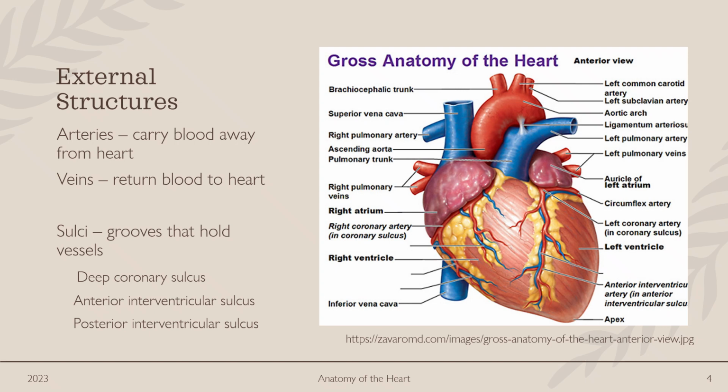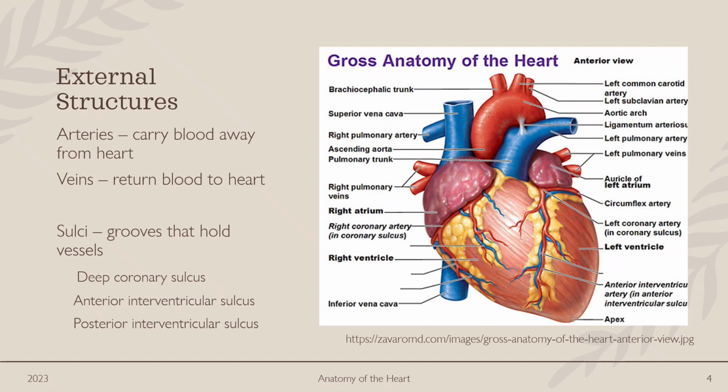Sulci are grooves in the surface of the heart. These grooves are filled with fat and hold major blood vessels. The deep coronary sulcus holds the coronary sinus and is located between the ventricles and atria. The coronary sinus collects and drains blood from the myocardium, the middle layer of the heart walls. The anterior interventricular sulcus is located on the anterior or front surface of the heart, and the posterior interventricular sulcus is located on the posterior or back surface of the heart. These sulci hold vessels that transport blood to and from the heart's walls.